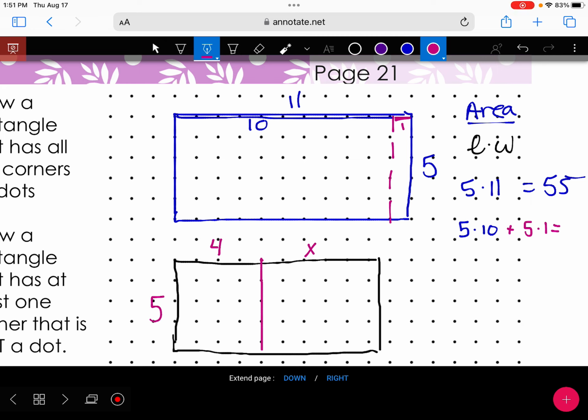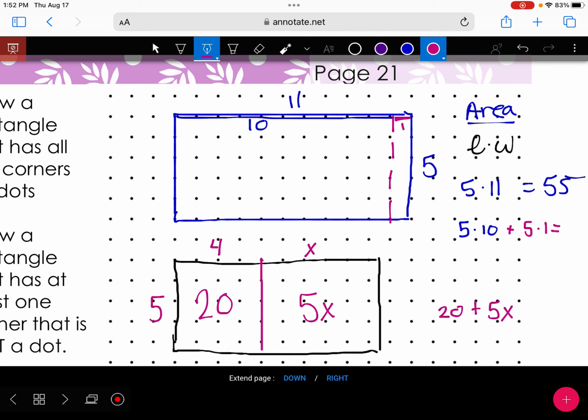So could we find the area of this piece? What's the area of this piece going to be for me? 20. What's the area of this piece? Remember, length times width, so 5 times what? X. So we have 20 in this box and 5x in this box. So my area is 20 plus 5x.